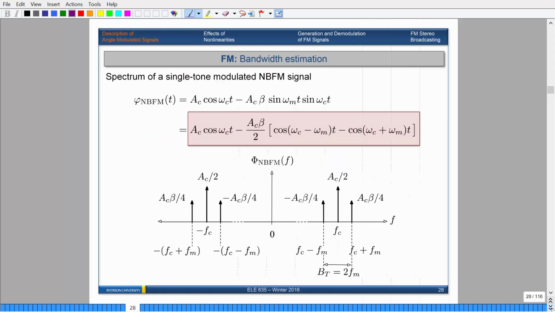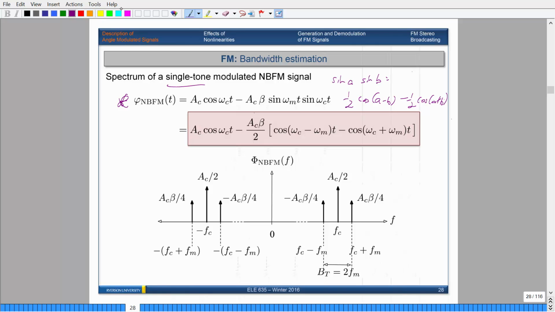Okay, I'll do a couple more slides, we'll take a break, all right? So this is what the Fourier transform, or the spectrum, of a narrowband frequency modulated signal would look like for a single tone signal only. We've already derived this relationship. So what we can do is split this up using trigonometric identities, right? If you remember, sine of A and sine of B is equal to a half cos of A minus B, and then minus a half cos of A plus B.